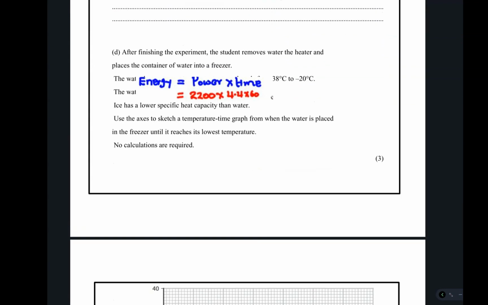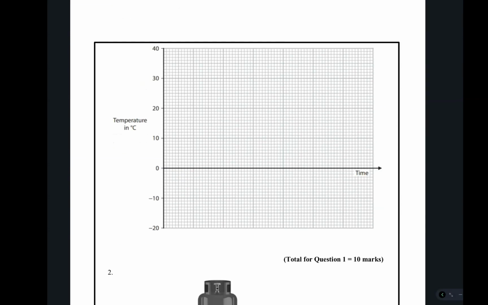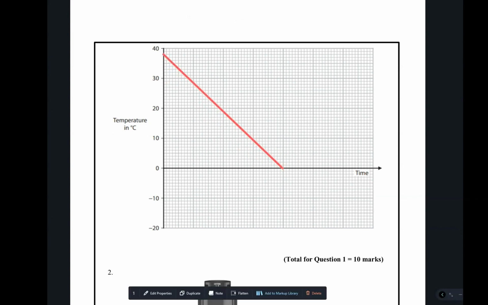After finishing the experiment, the student removes the water and the heater and places the container of water into a freezer, and then we are told that we need to draw the temperature graph. How does it behave from 38 degrees Celsius to when the ice is at negative 20 degrees Celsius? So you are going to see that temperature is going to decrease, and then at 0, because we are told the water becomes ice at 0 degrees Celsius.